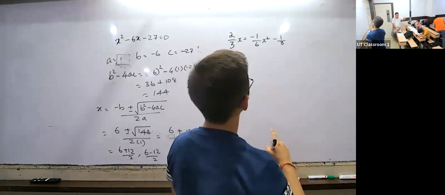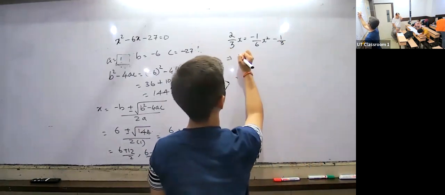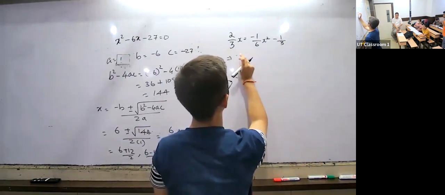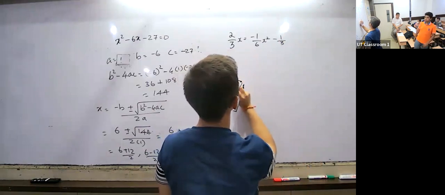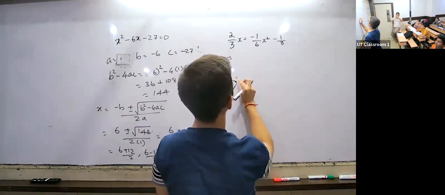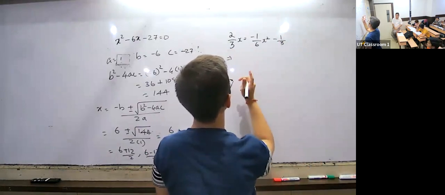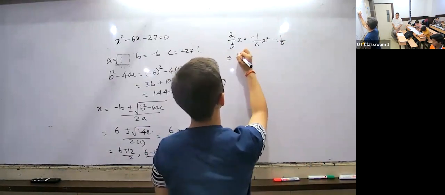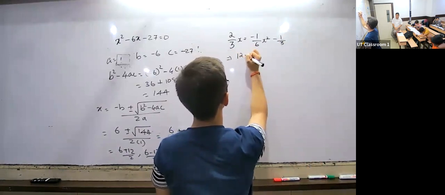Listen, all of you. First thing is, a simpler way is to check all the denominators. What are the denominators? 3, 6 and 3. What is the LCM of 3, 6 and 3? 6. Multiply throughout by 6. So here you can multiply every term of the equation.